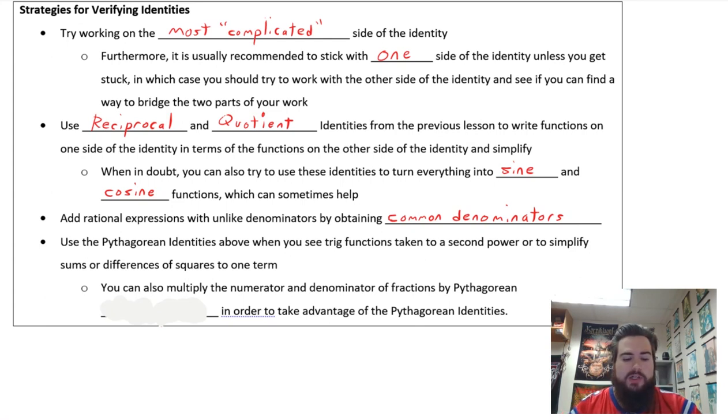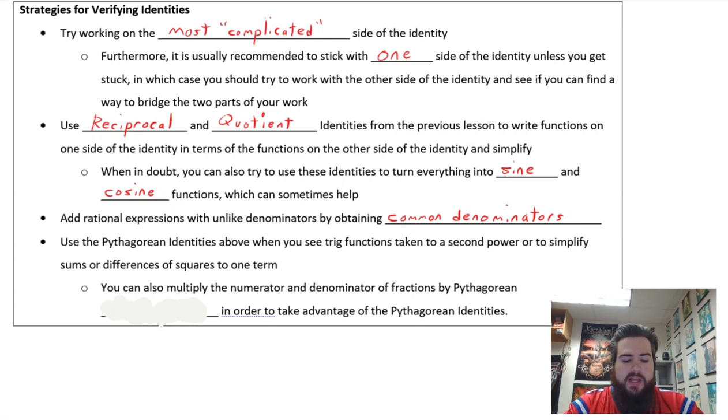As a fourth and final suggestion, we have that you can use the Pythagorean identities established earlier when you see trig functions taken to a second power, or to simplify sums or differences of squares to one term. Basically, what this means is if you ever see a trig function taken to a second power, the first thing you should be thinking about is probably a Pythagorean identity. For example, if I'm working through a case where I have sine squared, I should immediately be thinking about the first Pythagorean identity, which can allow me to replace sine squared with the expression 1 minus cosine squared.